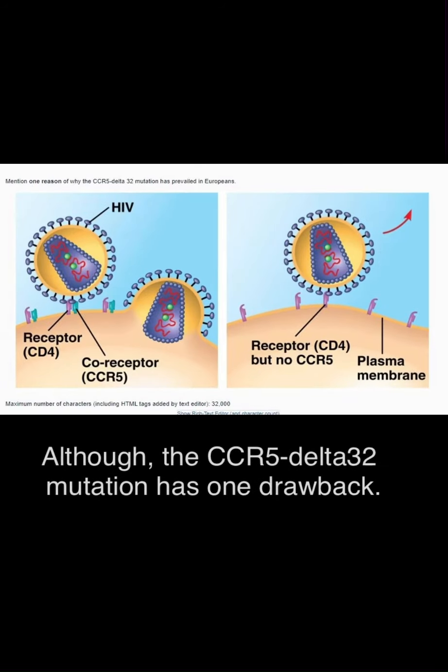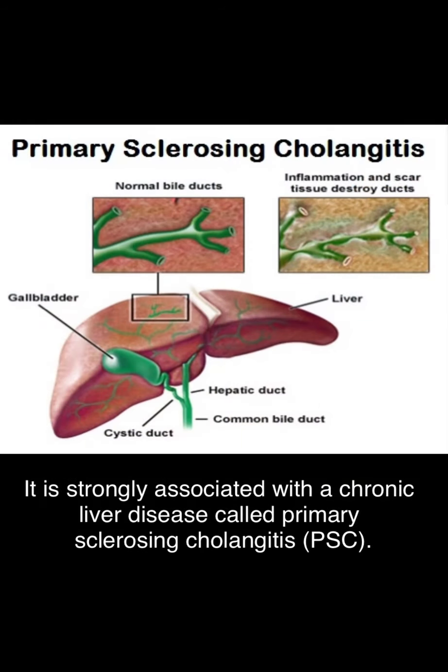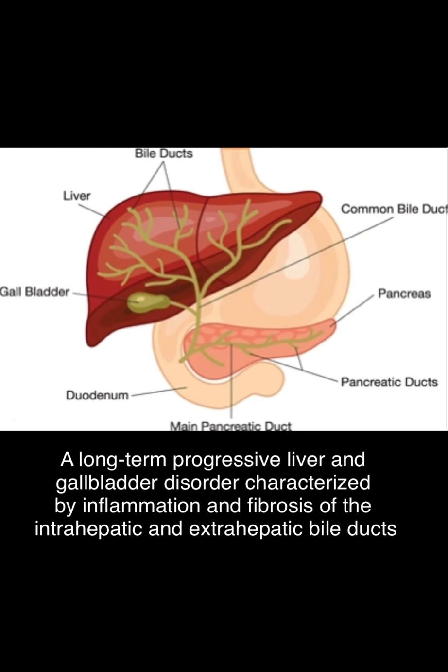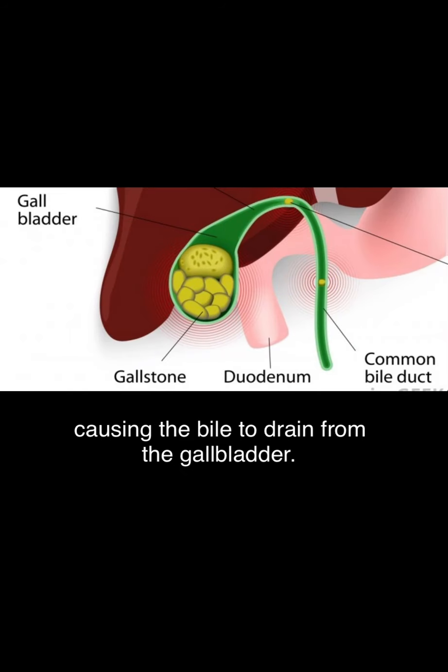Although, the CCR5 delta 32 mutation has one drawback: it is strongly associated with a chronic liver disease called primary sclerosing cholangitis, a long-term progressive liver and gallbladder disorder characterized by inflammation and fibrosis of the intrahepatic and extrahepatic bile ducts, causing the bile to drain from the gallbladder.